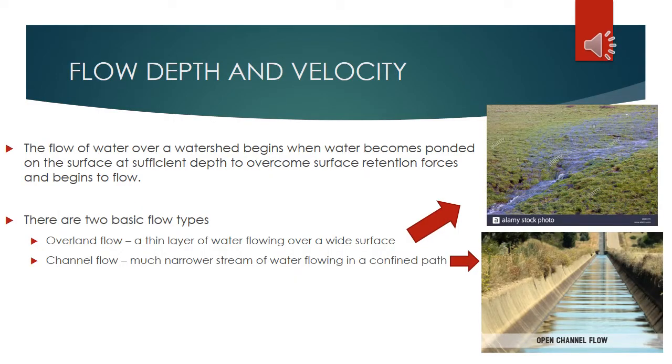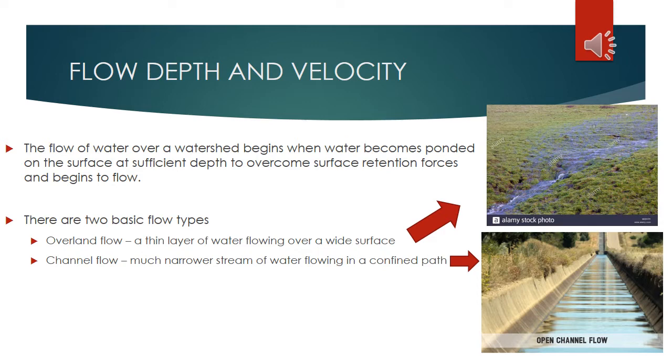The first subsection is flow depth and velocity. The flow of water over a watershed begins when water becomes ponded on the surface at sufficient depth to overcome surface retention forces and begins to flow. So it overcomes the friction and starts to flow on the surface.